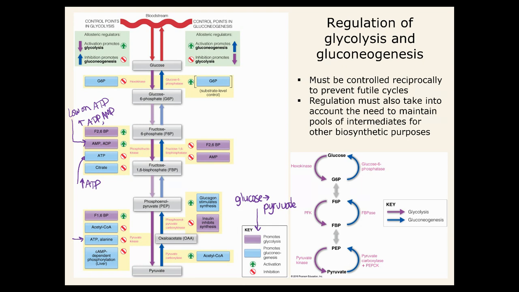All right, now the reverse process is gluconeogenesis. So what is going to activate gluconeogenesis will be when you have a need to make glucose. And what's going to happen there is that our next molecule that we're going to study, acetyl-CoA, when you have high amounts of acetyl-CoA, then that's going to promote the formation of glucose. So that's going to activate this.